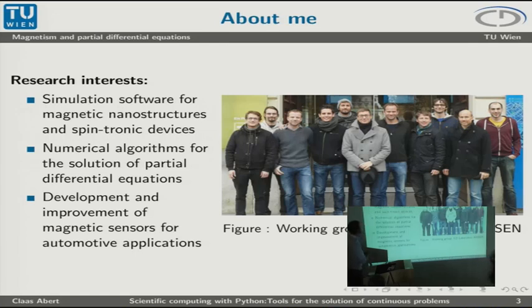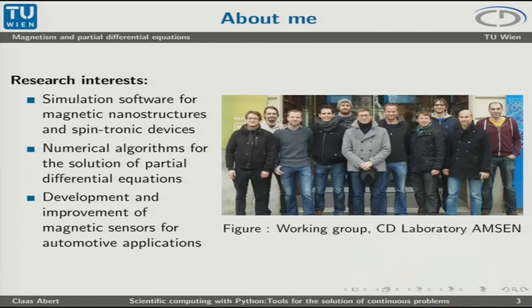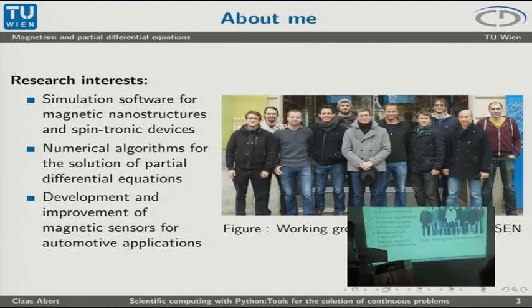So a bit about me. As Philip mentioned, I got my PhD in Hamburg, and since one year now, I live in Vienna and still work on micromagnetism. That means we are developing simulation software for magnetic nanostructures and spintronic devices. In particular, I'm interested in numerical algorithms for the solution of partial differential equations. And my work is partly funded by a company in Finland. As part of this collaboration, we are developing and trying to improve magnetic sensors, especially for automotive applications.